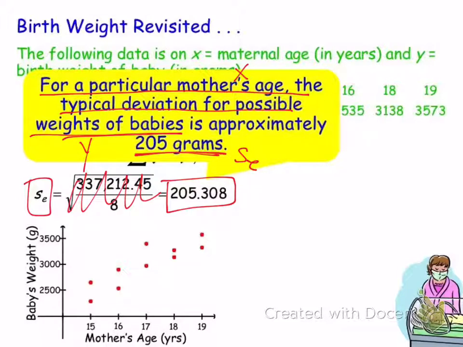So mother's age would be my x context. Weights of babies would be my y context. And then 205 grams would be my S sub E. And this is a new one that we're learning.